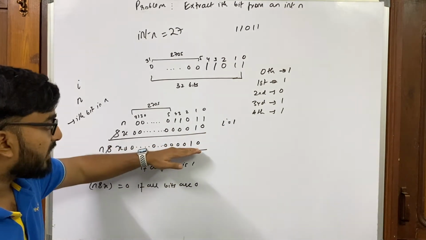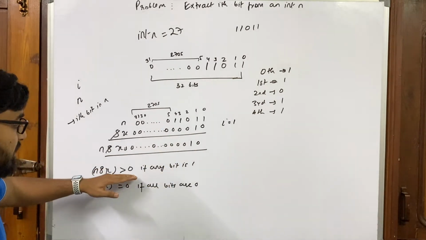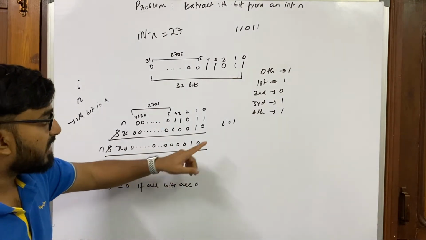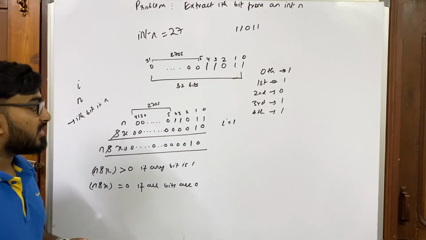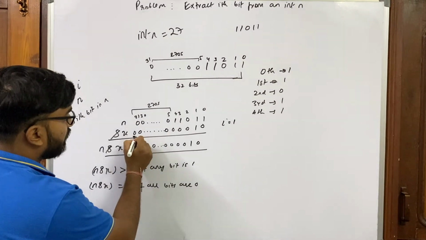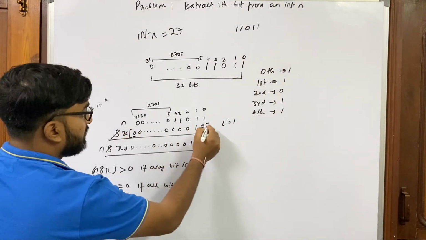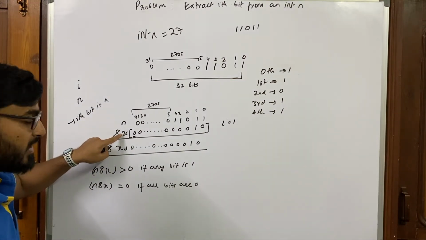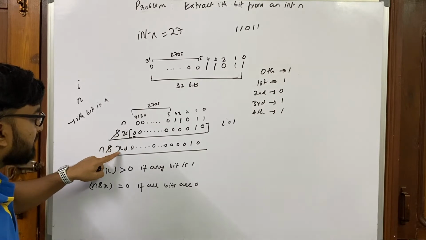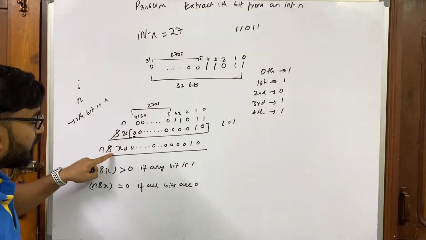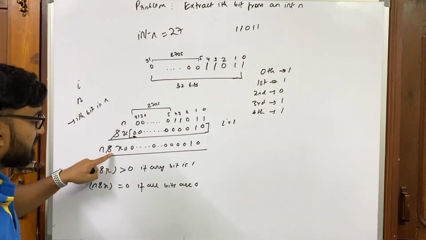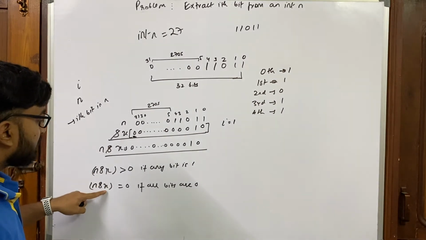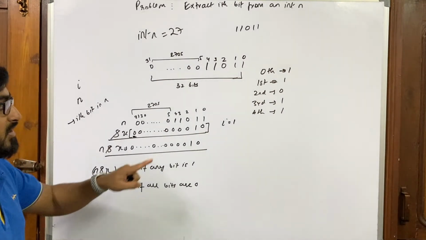If the final value I get is non-zero, that is, it is greater than 0, that means the ith bit was 1. So the task is to get this value, create this value. We already have the value of n. We have to construct this value of x. We can find n ampersand x. Ampersand is bitwise AND. This operator is provided in programming languages. Then we can check these two conditions to check if the ith bit is 1 or 0.